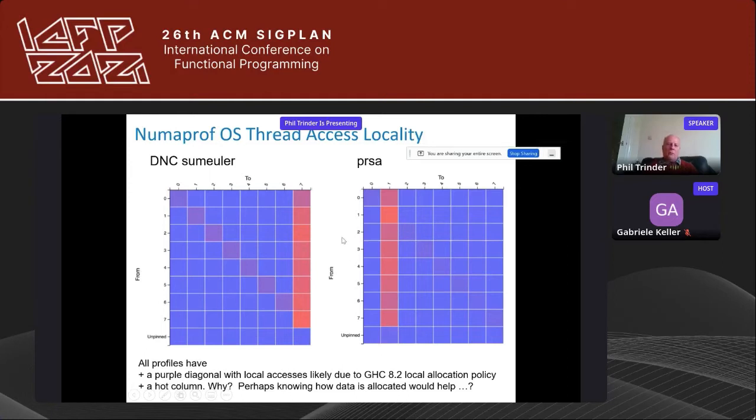Now this hot column, there's always a hot column. When you run the program, the hot column moves around. So these are the results I'm showing you for one specific execution. If you run it again, the hot region may be a different region.